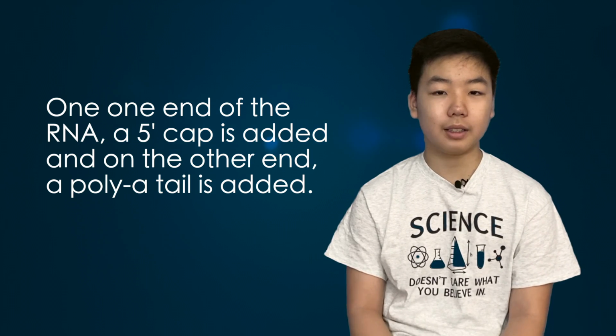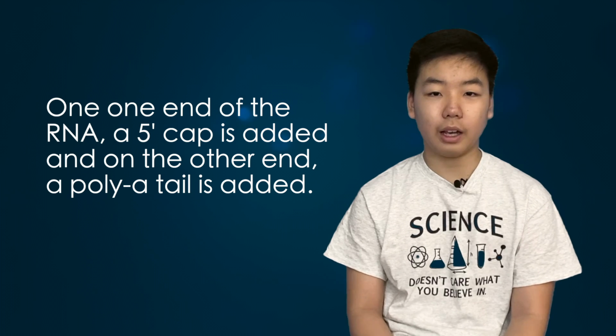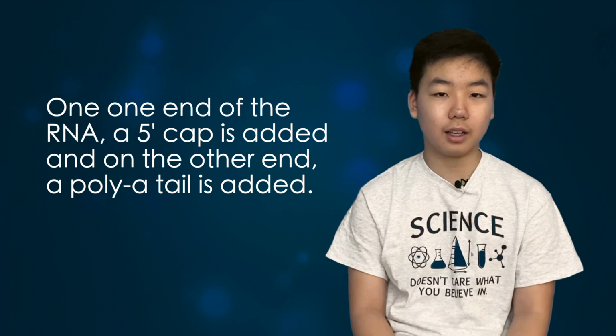Then we have the strand of mRNA. On one end, a special type of guanine known as a 5' cap is added. On the other end, a bunch of adenines known as a poly-A tail is added. These caps protect the mRNA and make it easier for it to attach to other organelles later on.